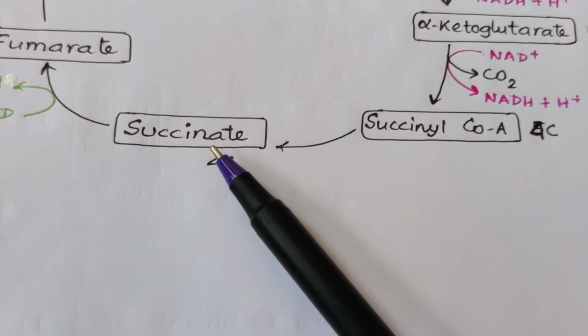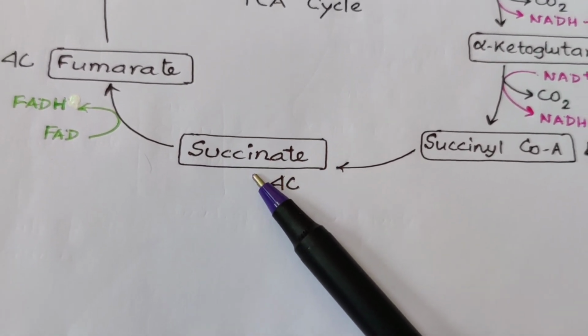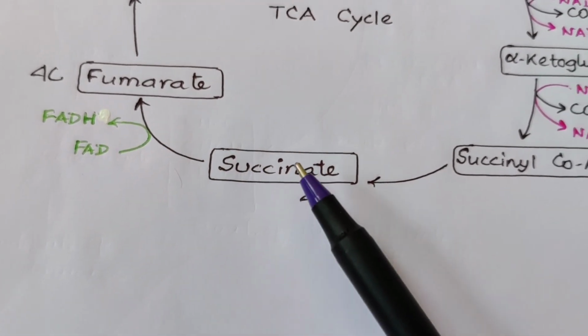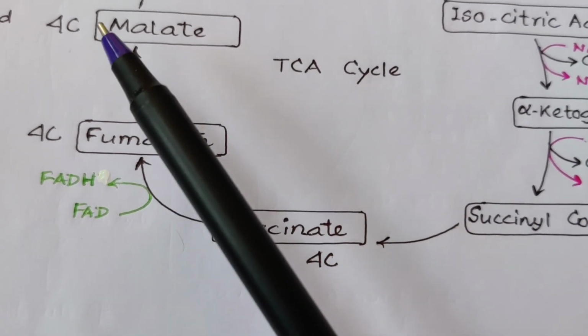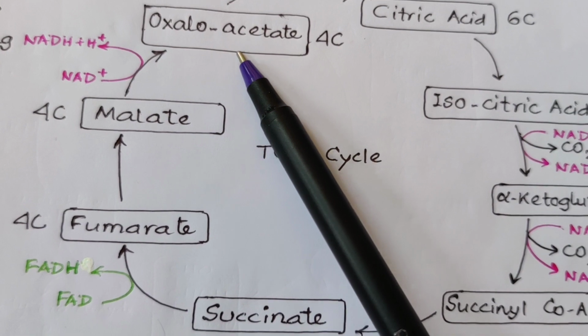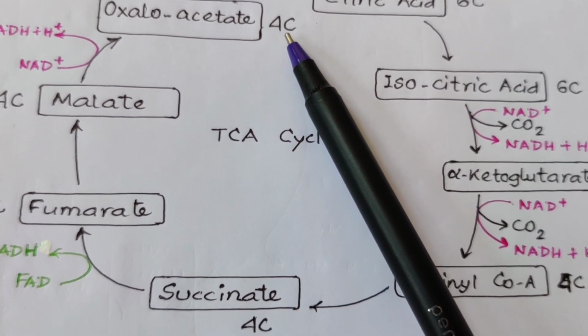From succinyl coenzyme A, succinate or succinic acid is formed, that is also a 4 carbon compound. All of these are 4 carbon compounds only that I am telling. From succinic acid, fumaric acid is formed. From fumaric acid, malic acid is formed. From there, oxaloacetic acid is formed, which is also a 4 carbon compound.